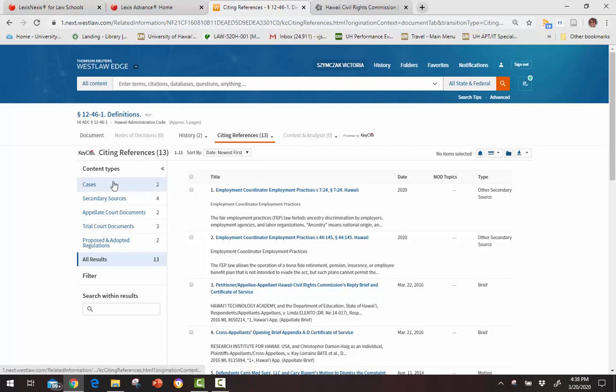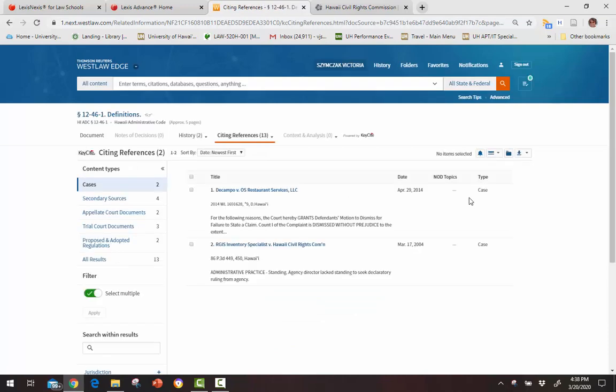Okay, and I see here that they have cases and secondary sources. So these are judicial cases? Yeah, and these would be judicial cases. If they were actually administrative cases, it would say that in Westlaw and Lexis, and they'd be identified as being administrative cases or administrative decisions.